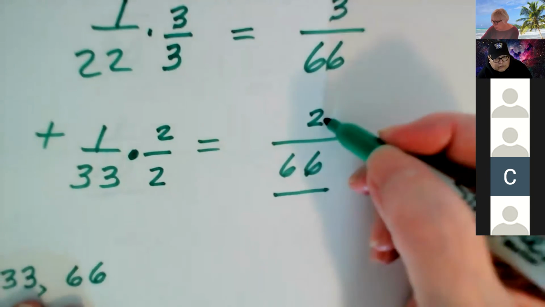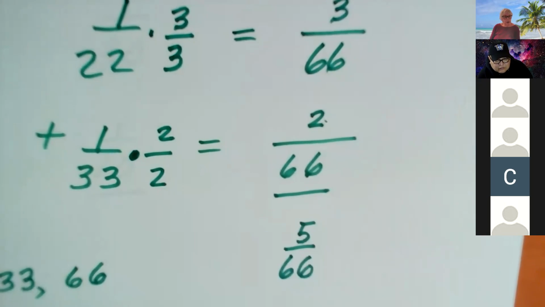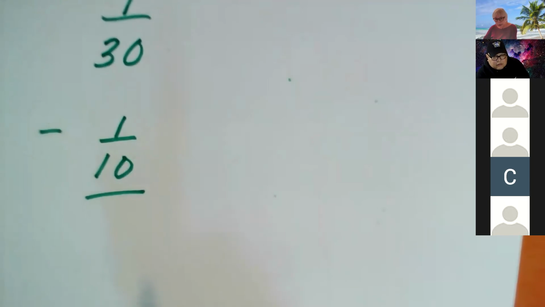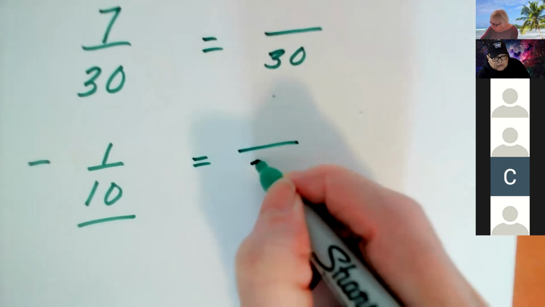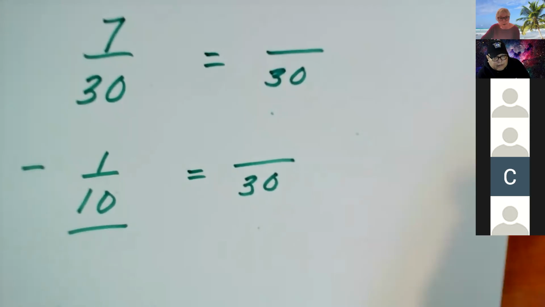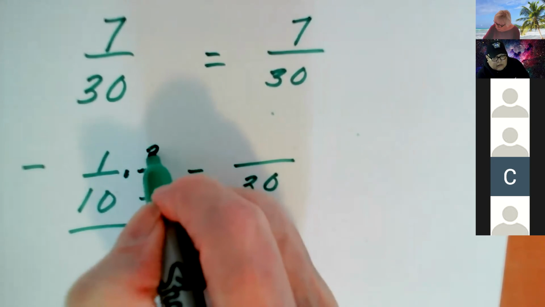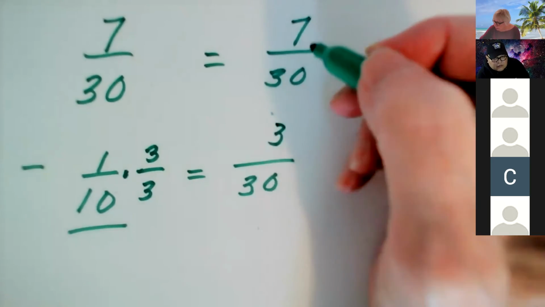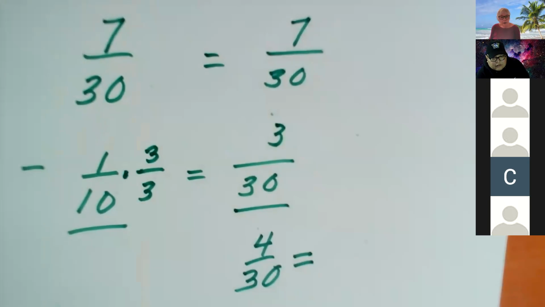And I think I can do it with 66. 22 times 3 is 66. 1 times 3 is 3. This would be 2. 1 times 2 is 2. So this method of using multiples, if you start with the larger one, got us there in one step. So I think that was probably the better approach. 5/66. This doesn't reduce, so that would be your final answer.